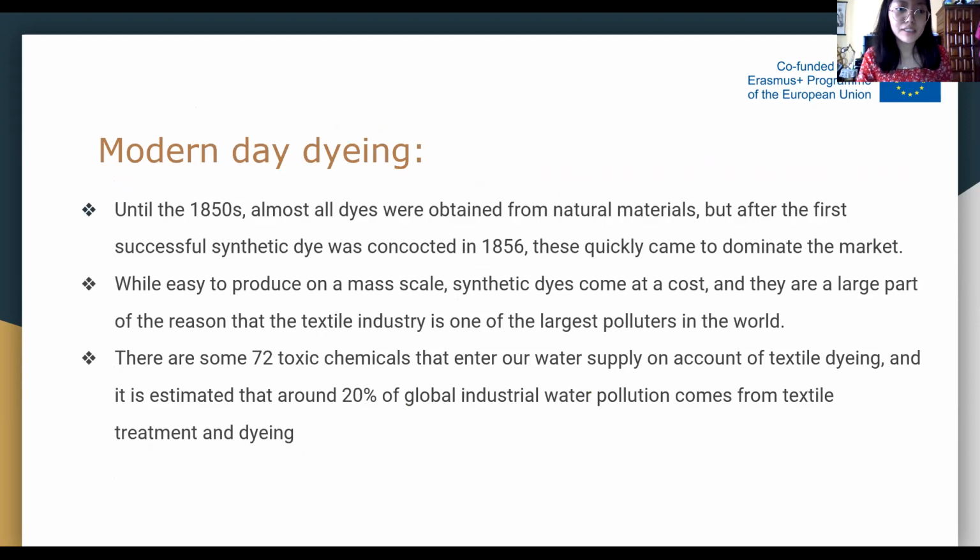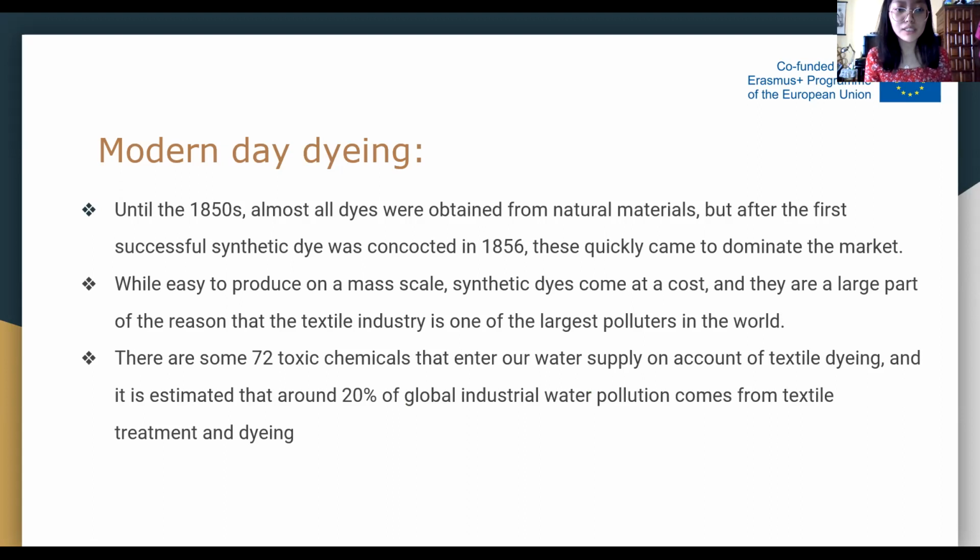Modern-day dyeing: until the 1850s, almost all dyes were obtained from natural materials, but after the first successful synthetic dye was produced in 1856, this quickly came to dominate the market. While easy to produce on a mass scale, synthetic dyes come at a cost, and they are a large part of the reason that the textile industry is one of the largest polluters in the world.